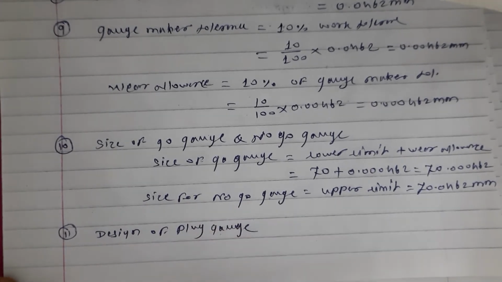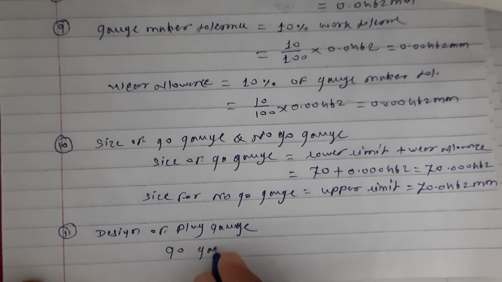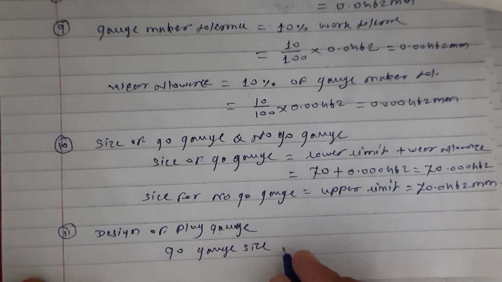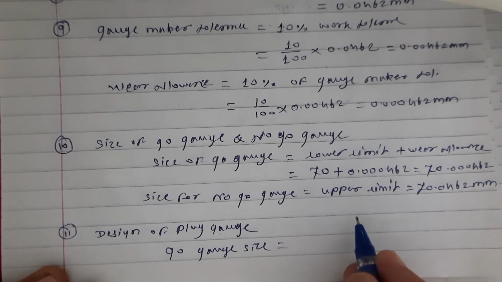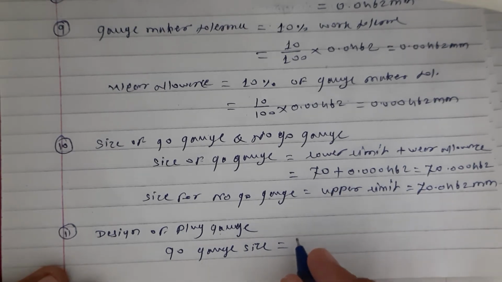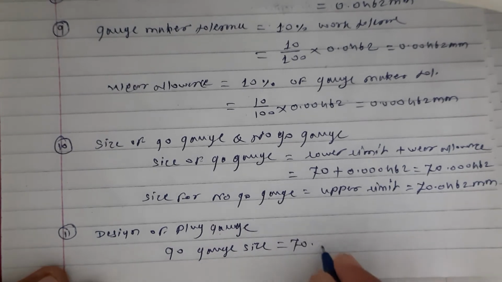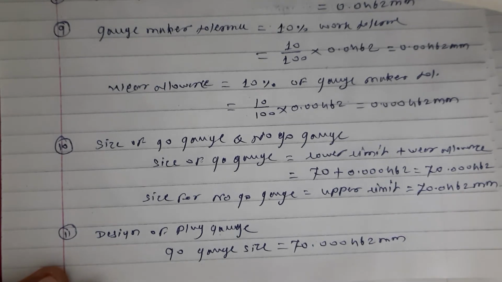Design of plug gauge. How to design a plug gauge? We want to check the go gauge size and what is the tolerance? The go gauge size we have calculated is 70.000462 mm.